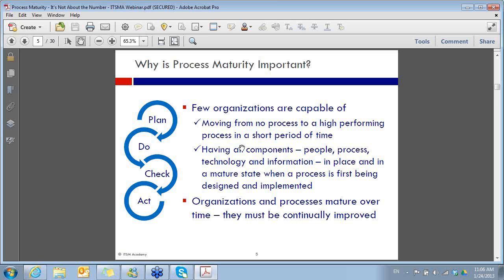Also, it's very rare that organizations have all of the pieces, the people, the processes, the technology, the information, all in place and all in the same state of maturity at the same time. So it takes time to break down silos within your organization. Some of you might call them fiefdoms, where you've got all these different functional units doing their own thing and not working and playing well together, which is what processes really help different functions, different departments to do.